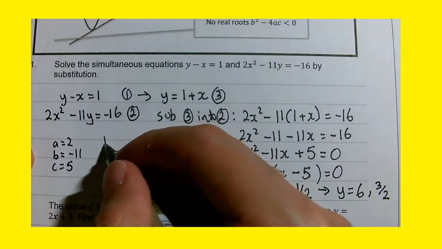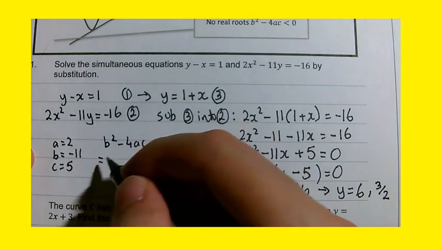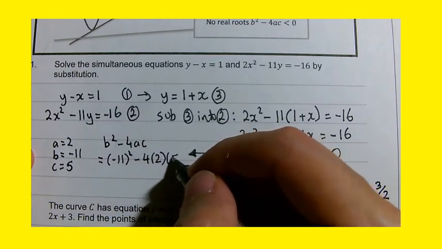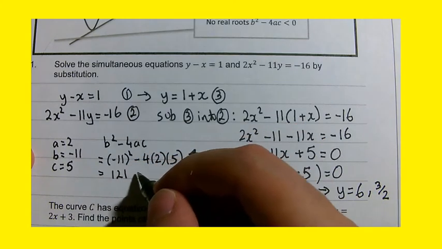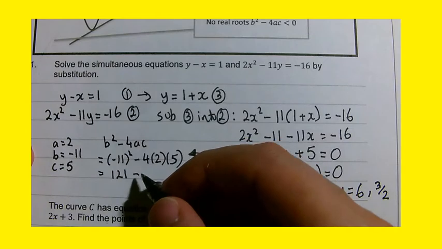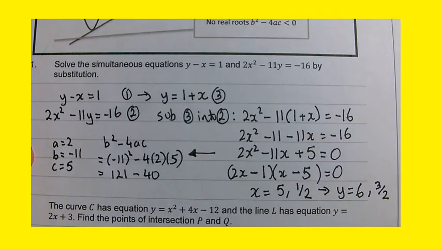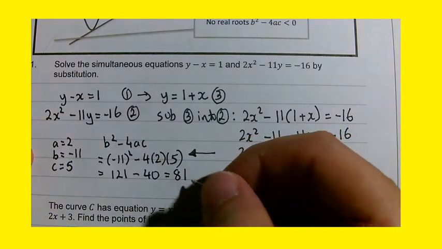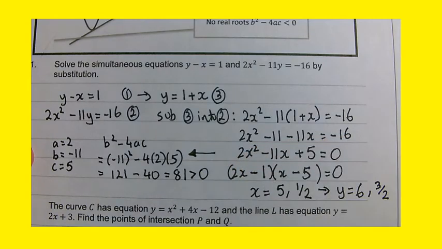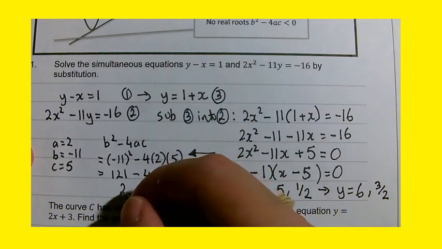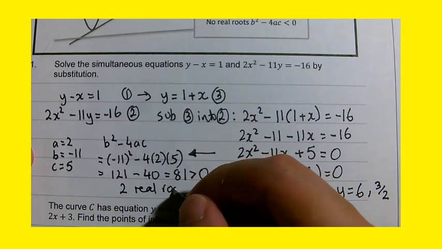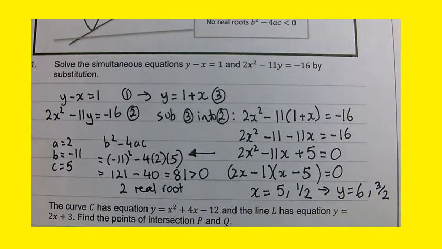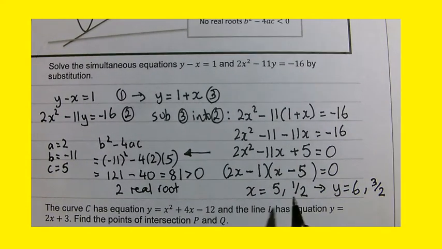Okay, so the discriminant is equal to minus 11 squared minus 4 times 2 times 5. 121 minus 40, which is equal to 81. Now the value of the discriminant is greater than 0. Therefore, this proves that the geometrical relationship between this line and this quadratic will be such that it's got two real roots. It will intersect twice, which the mathematics has proved.